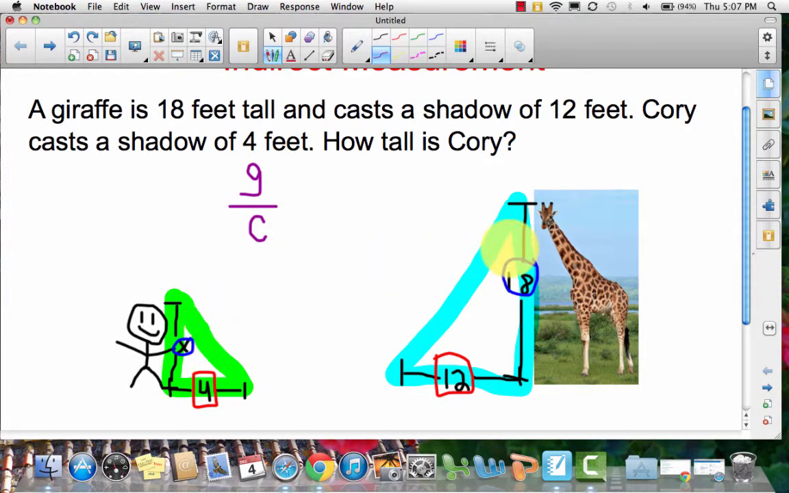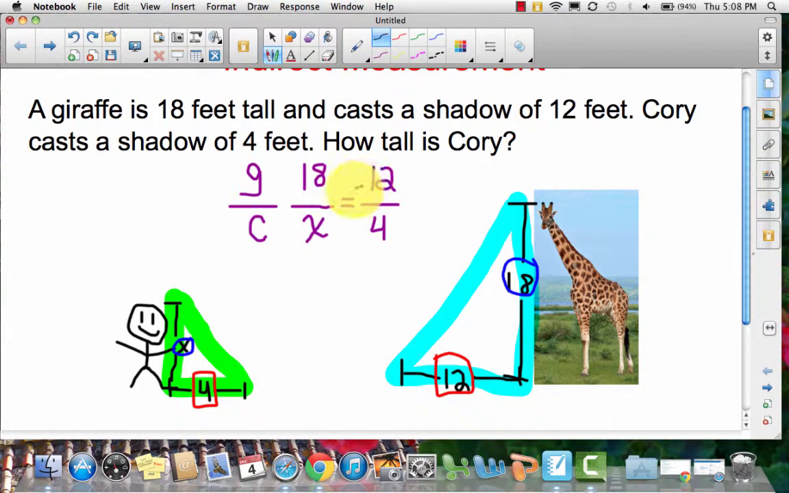So I'm going to start with the 18, which is the giraffe's height. So that goes in the numerator. And the corresponding side to 18 is x. So x will go in the denominator. I then have my other set of corresponding sides going back to the giraffe. His shadow is 12 feet. And the corresponding side to 12 is 4. And so now I have my proportion, and I can simply use cross products to solve that proportion.